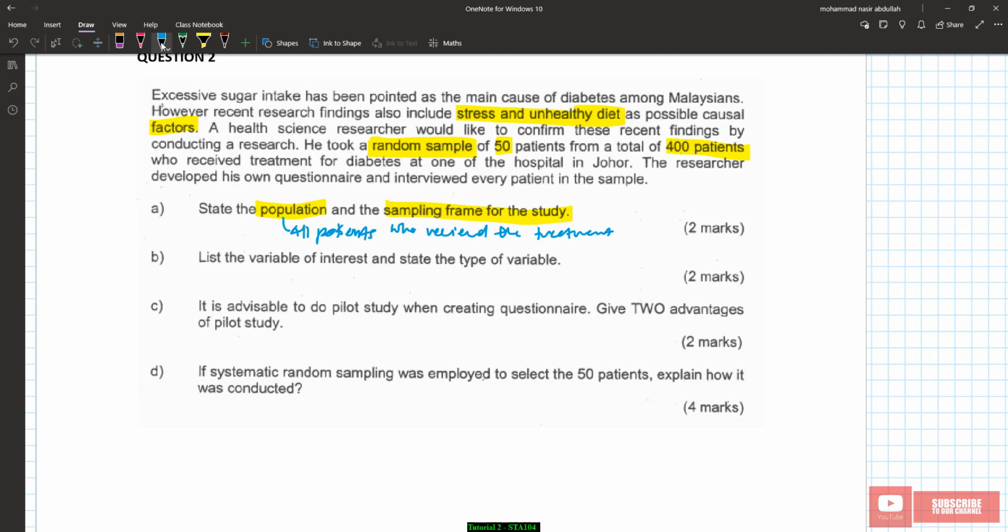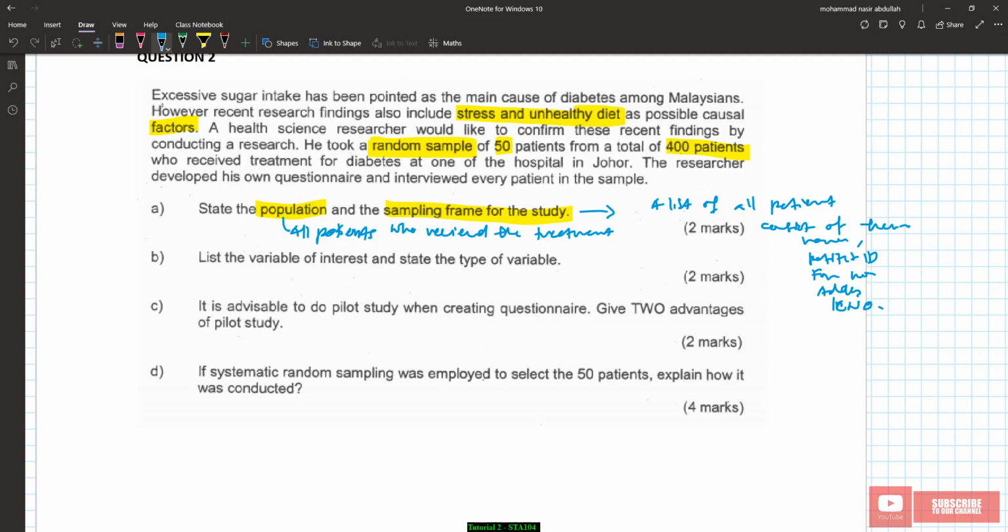This is for population. For sampling frame, a list of all patients who receive the treatment consists of their names, patient ID, lagi apa? Patient ID, phone number, lagi apa? Address, right? IC number, right? And so on lah. So, yes.